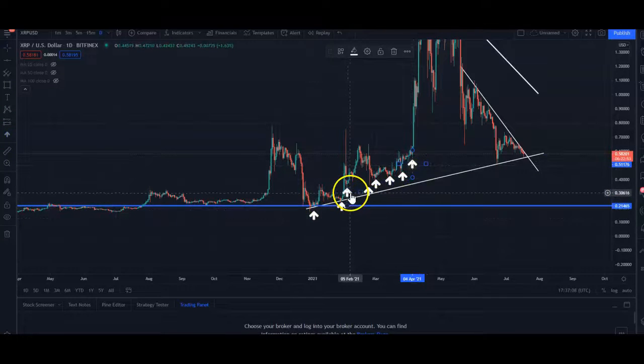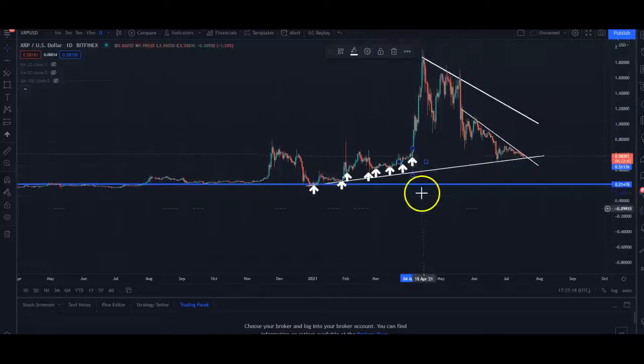Higher low, higher low, higher low. Same here, higher low, again here, and again here. Creating higher lows. Then we get this massive push to the upside, and we get smacked down from the trend resistance. Let me get rid of these arrows for you guys.